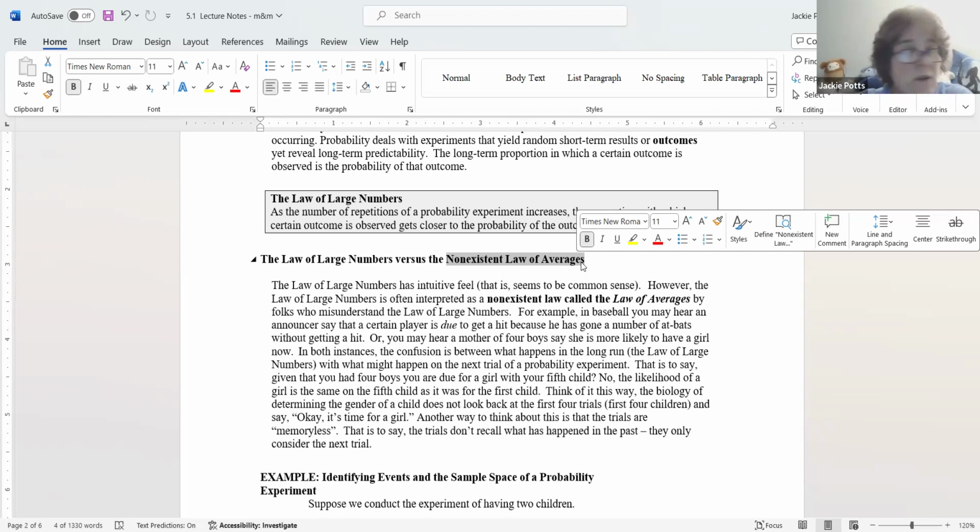I've heard people say they've got 2 boys and they want a girl. She's due to have a girl. No, she's not. But I've heard people say it. People play the lottery. This number's due to pop. It hasn't popped in a while. Yeah, no. That's the law of averages, and there isn't such a thing. It's something we think exists, but doesn't.